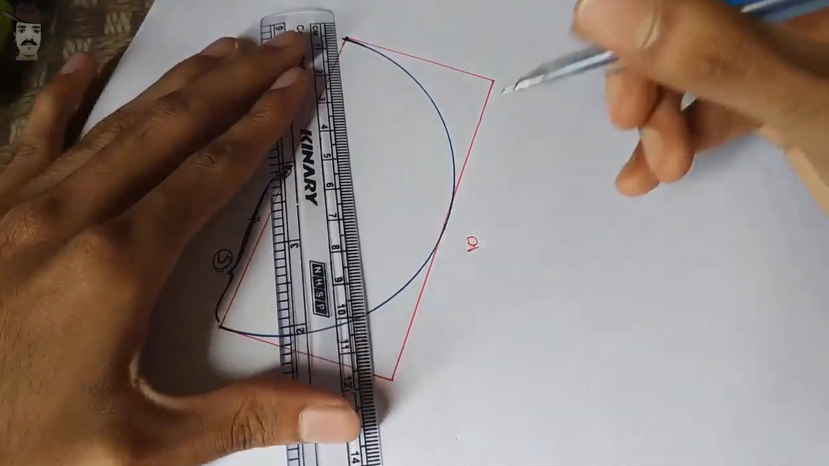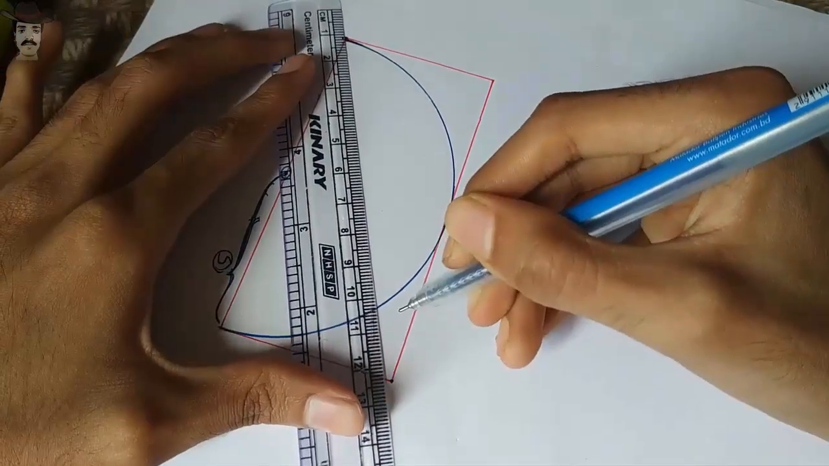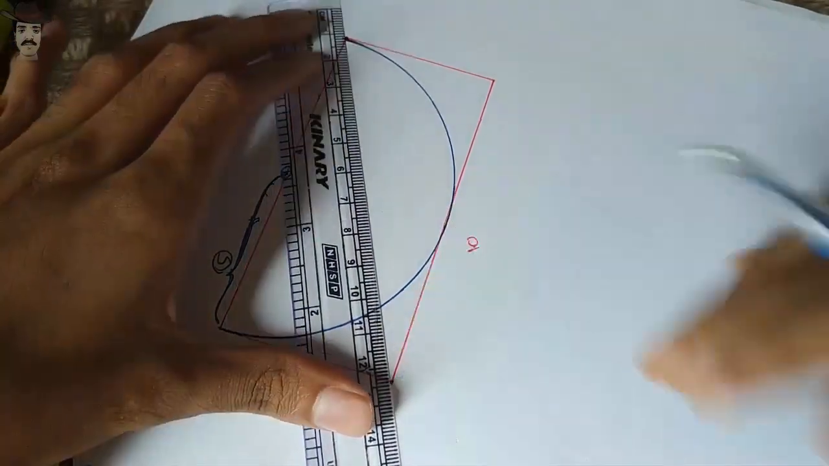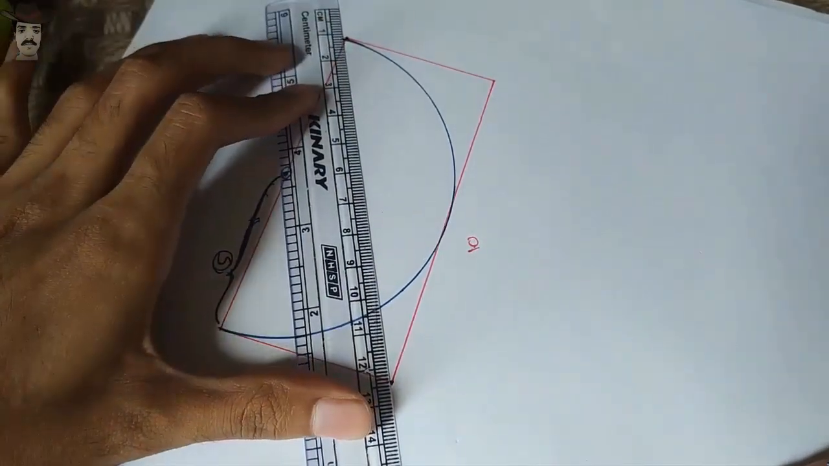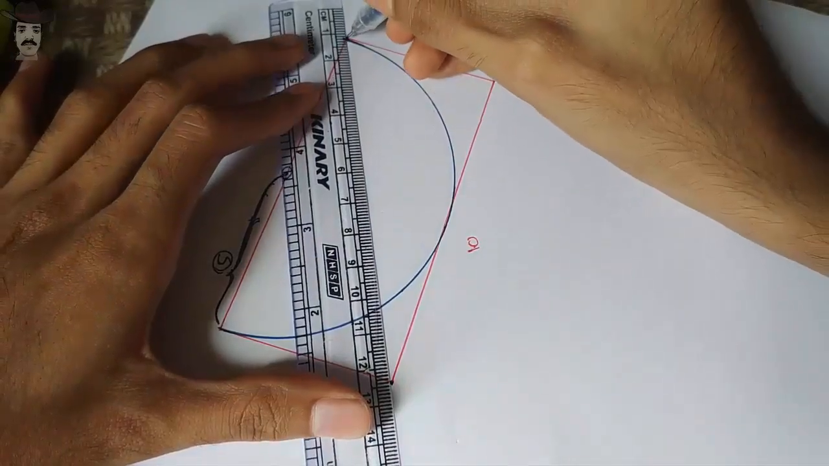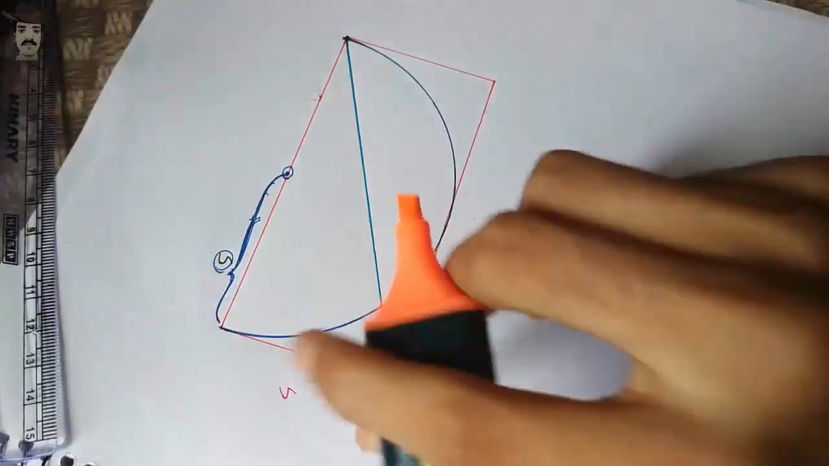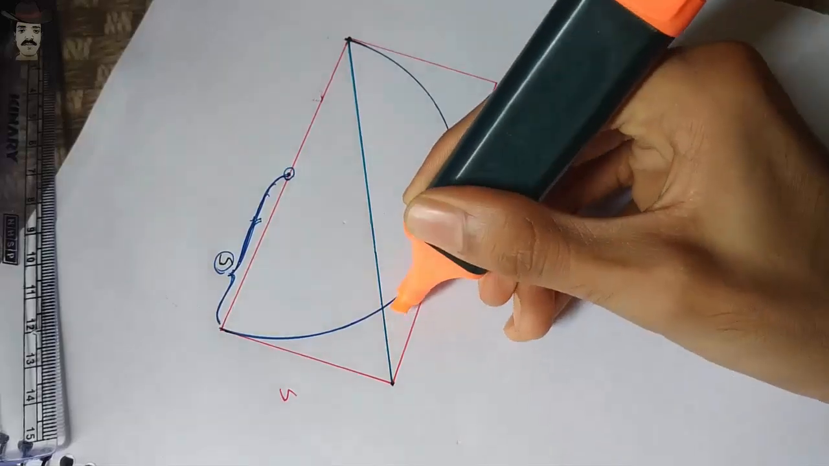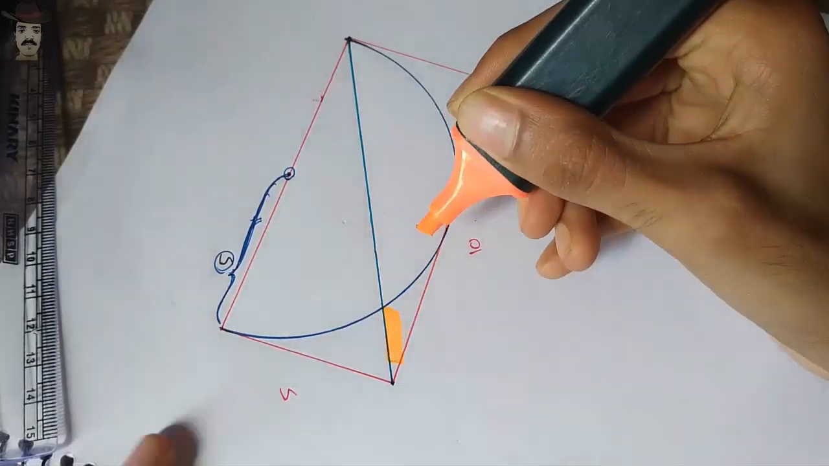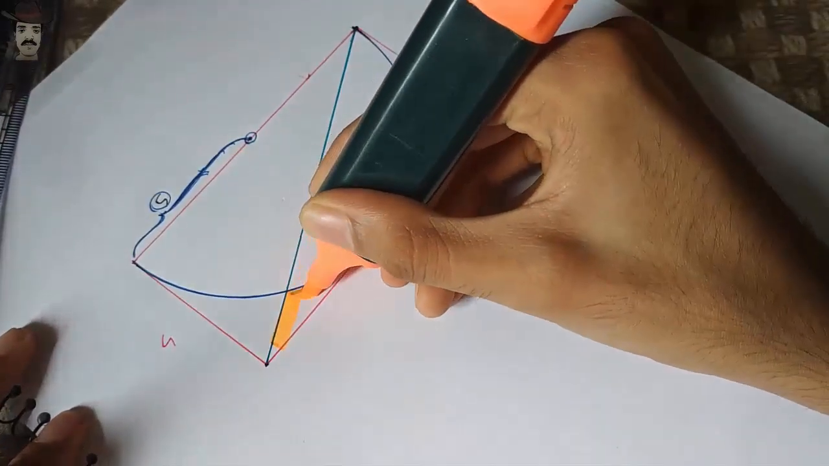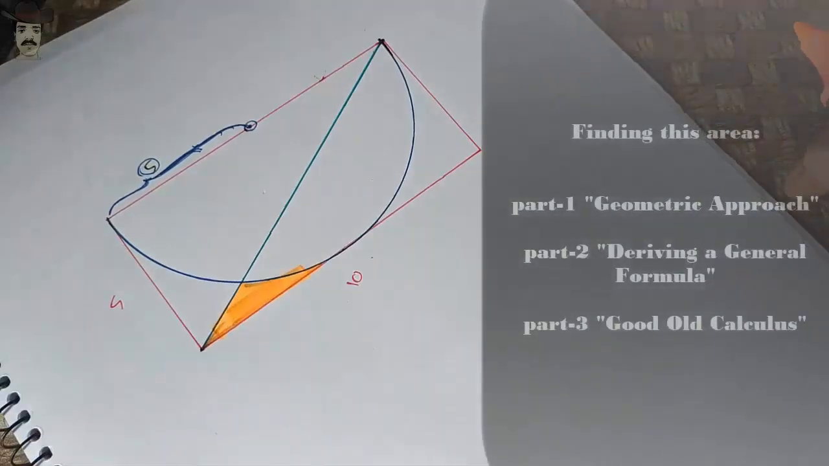Now if we connect these 2 points, we'll get a diagonal of this rectangle. Our concern is to find out this area. So how to find out this area?